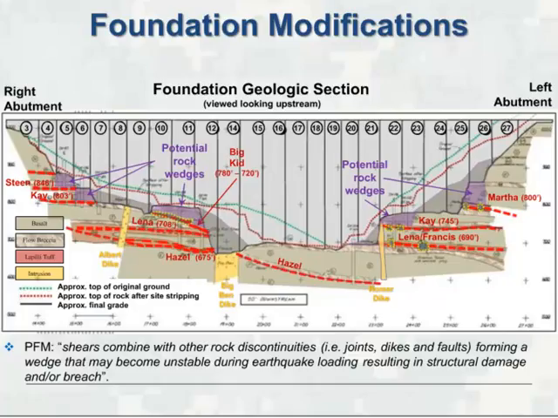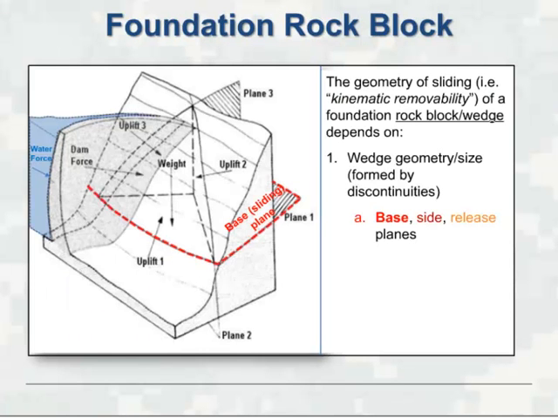However, during the risk assessment, we came to the assessment that the shears combined with other rock discontinuities like rock dikes and joints and faults could form a wedge that would become unstable or removable during high seismic loading. This is a failure mode that really wasn't considered back in the designer's era when this dam was being constructed. A lot of this concept of a removable deformed rock wedge came from the failure at Malpasset in France in 1959. So we're looking back at these structures now and trying to assess whether or not they have this type of failure mode problem.